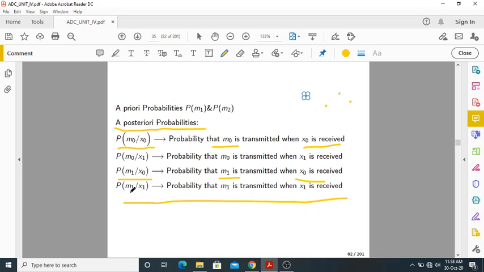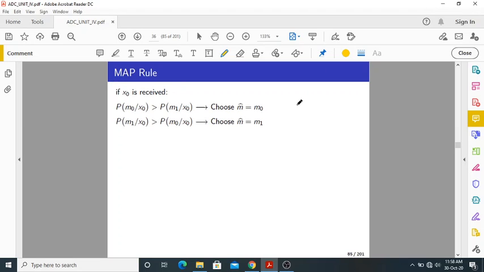Okay. Why maximum a posteriori probability? Because this defines our decoding problem. We don't know what is transmitted, but we know what is received. So we have to find out the probability that m0 is transmitted given that x0 is received. We know already x0 is received, but we don't know what is transmitted. So in this scenario, we go for a posteriori probabilities. Simple logic: if this is maximum, we say that m cap equals m0. If this is maximum, we say that m cap equals m1.